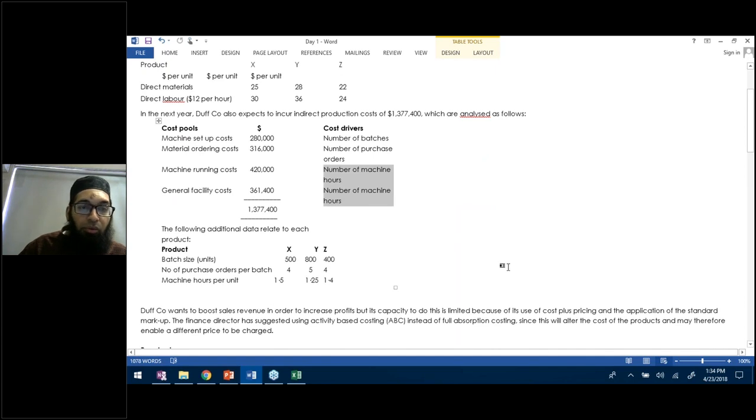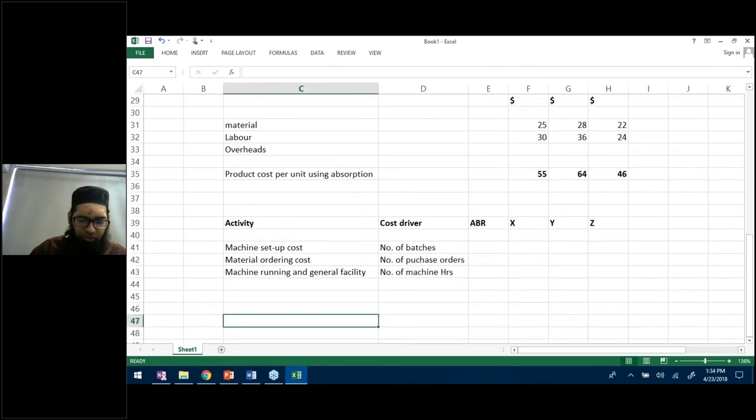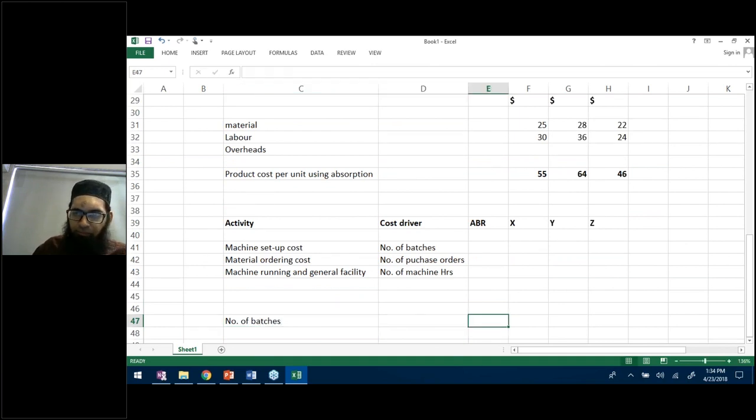So now we have to calculate its ABR. And for the ABR, we have to estimate the number of batches first. So I will be working out separately for the number of batches. This can be done by calculating the number of units divided by the batch size.